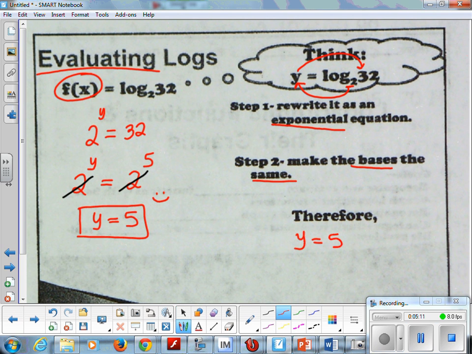The other thing I wanted to point out is that you can check your answer by substituting y equals 5 wherever you see a y. Is it true that 2 to the 5th power is equal to 32? Yes, we just checked that. Very good. Let's go to the next slide.